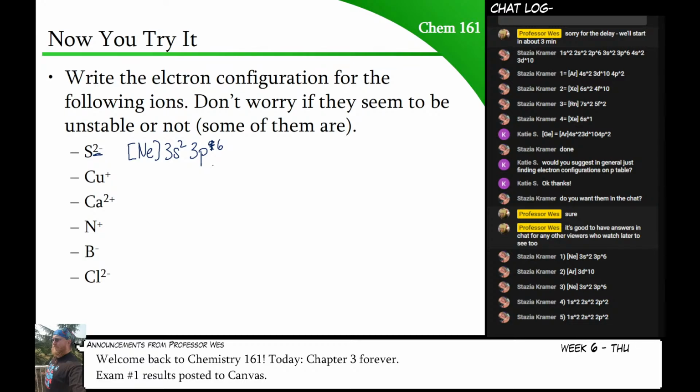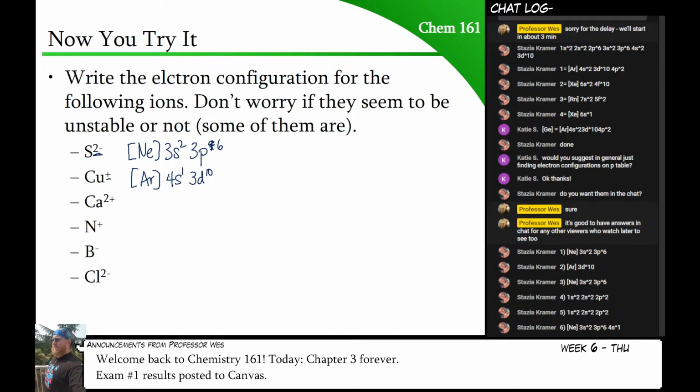All right, for copper here, copper would be argon 4s1 3d10, because we'd land on d9, but then we promote an electron up from s to d. And then to make it plus, we get rid of 1 electron. This is the valence shell electron, so we get rid of that one. So we get argon 3d10.